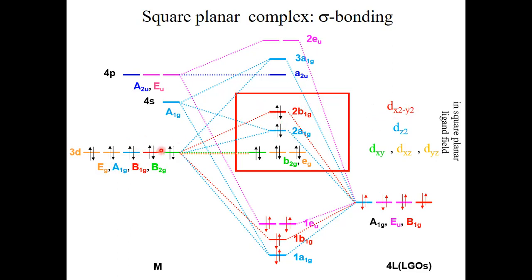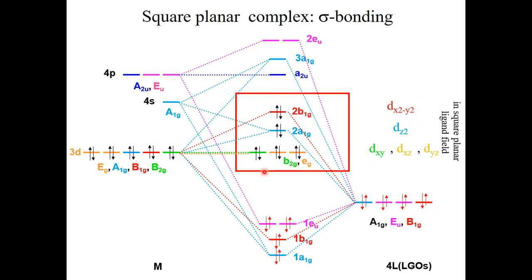It has been made from the dx square minus y square of B1G symmetry and a ligand group orbital of B1 symmetry. So this one is also energetically relatively close to this dx square minus y square. Therefore, in good approximation, we can say that this is still a dx square minus y square, but in a square planar ligand field. Therefore, it is somewhat different in a sense. Okay.